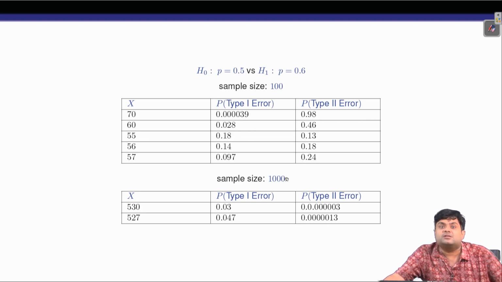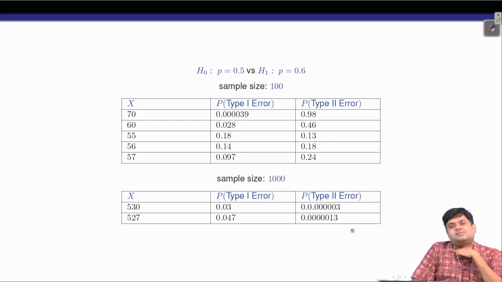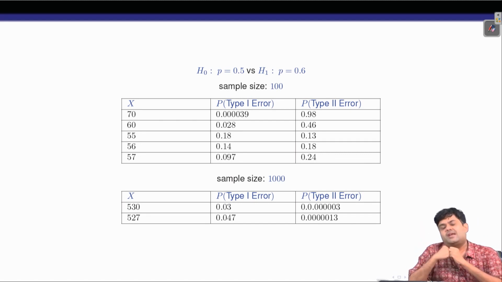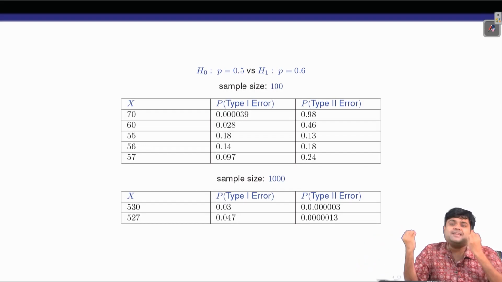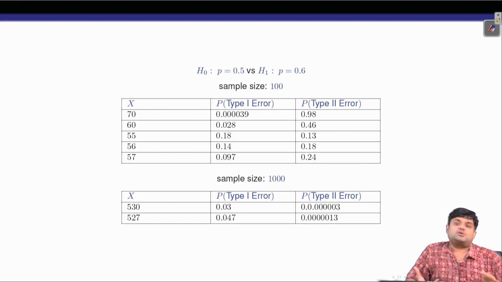Take sample size 1000. Type 1 error for 530 is 0.03, which is better than any of these, and type 2 error is so much less. 527 is more or less similar. So if you make the sample size 10,000 or 1 lakh, the situation will get even better. If you want to come up with a rejection rule which will give you much better type 1 error and type 2 error, that is, the probability of type 1 error and type 2 error will be very low, then the rule has to be based on a larger sample.